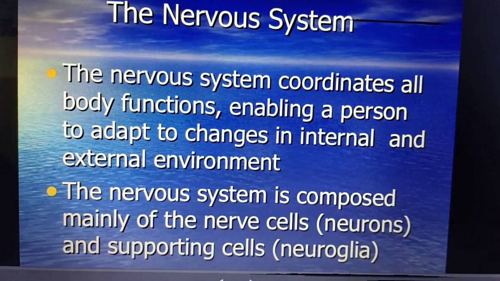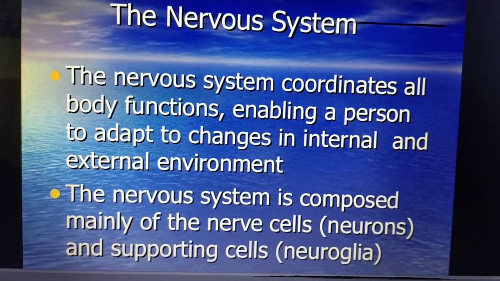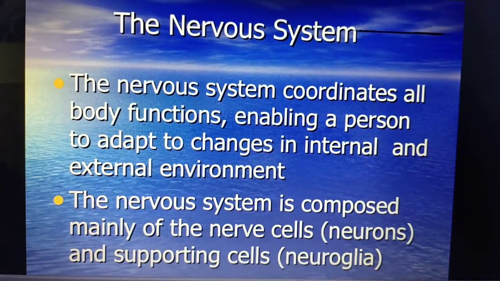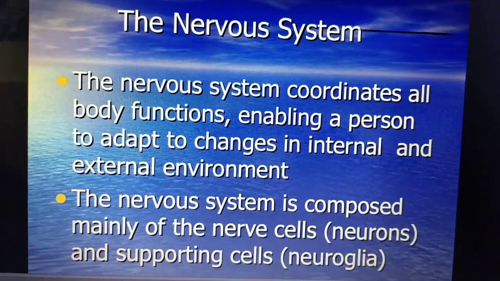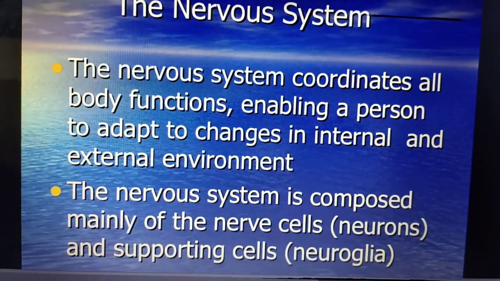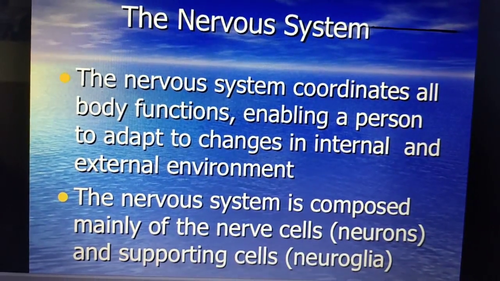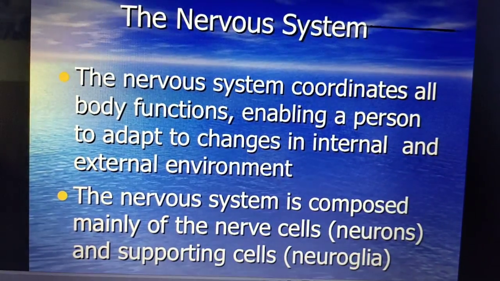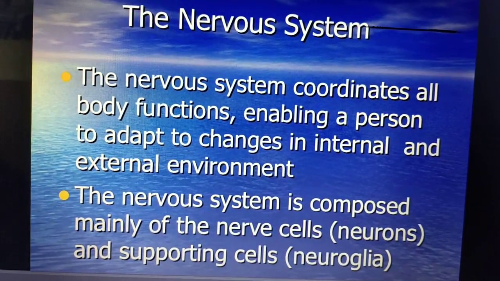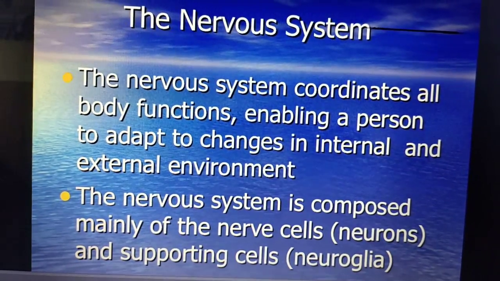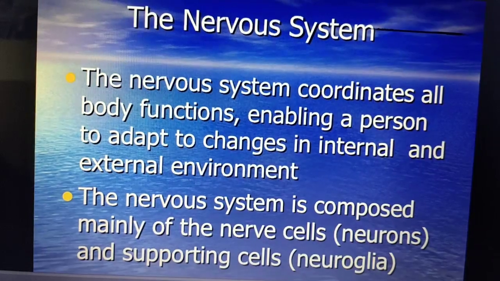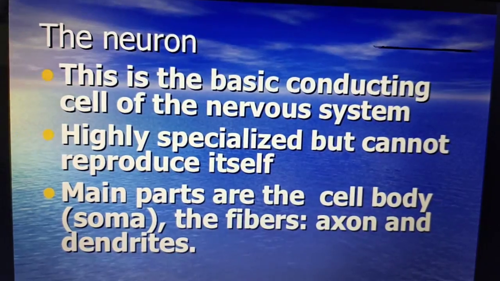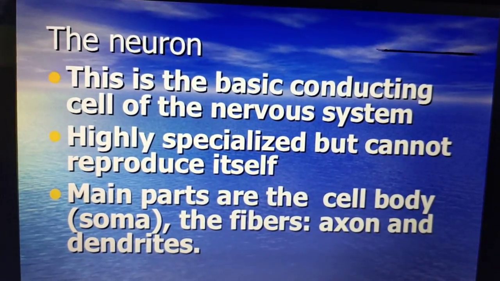The nervous system is composed mainly of nerve cells, specialized cells that we call neurons, and supporting cells that we call neuroglia. Understood? So what composes the brain and spinal cord? These we call neurons, very highly specialized cells. Then, the supporting cells we call neuroglia. Clear? First we'll see what we mean by neurons.